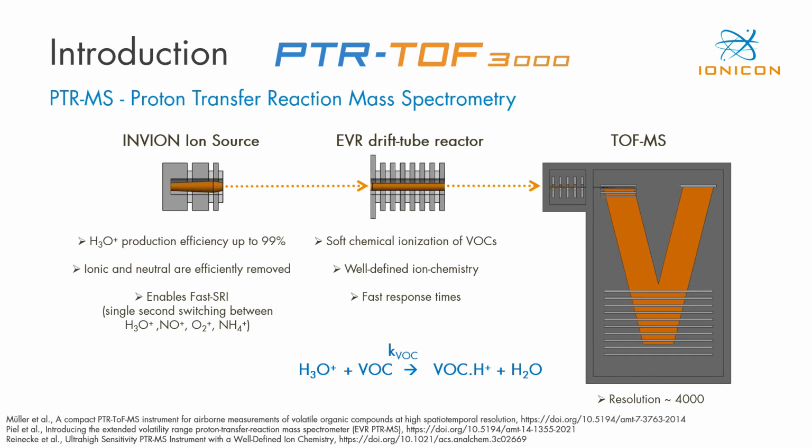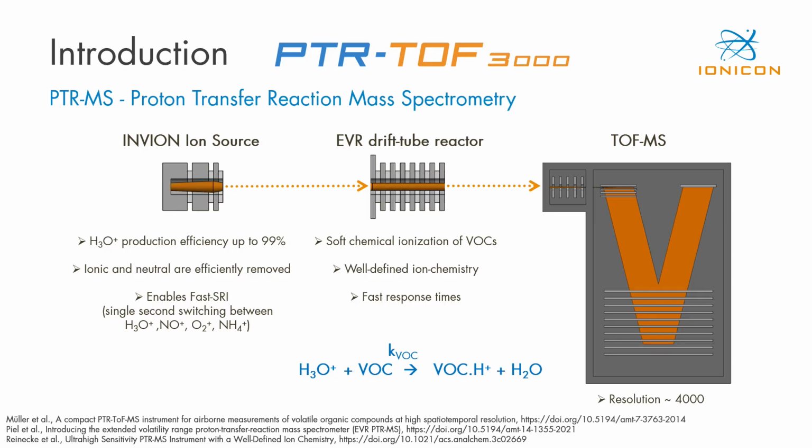The VOCentinel leverages recent technological advancements in PTR-MS, such as the new ultra-clean ion source INVION. INVION very efficiently produces our reagent ions. Ionic and neutral interferences are effectively removed, resulting in a reagent ion purity up to 99%. Additionally, this ion source enables very fast switching between different selective reagent ions, including H3O+, NO+, and O2+.